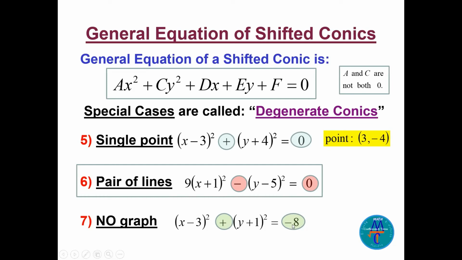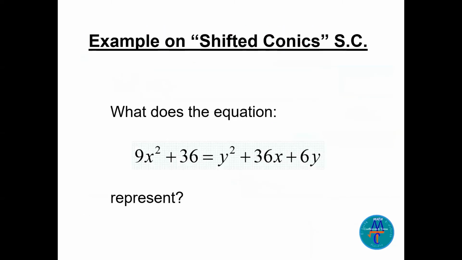You can see all these and many other examples in lecture 40, the last lecture in the pre-calculus course. I will leave you with a nice example on shifted conics. Suppose I give you an equation like this: 9x squared plus 36 is equal to y squared plus 36x plus 6y. What does the equation represent? You cannot decide by looking. You have to rearrange it and complete the square on x and y.